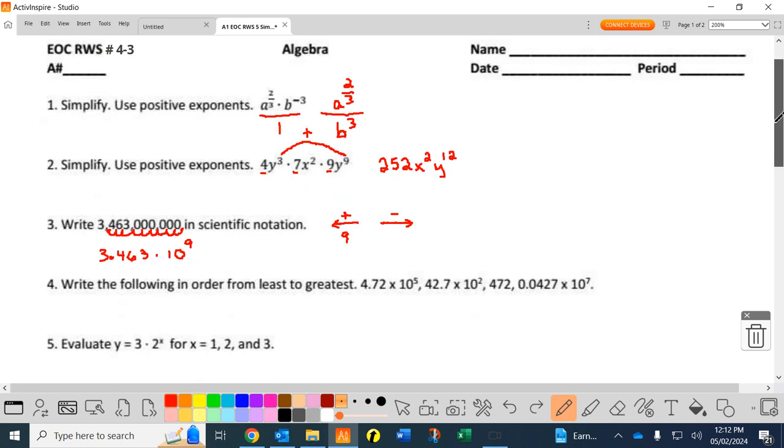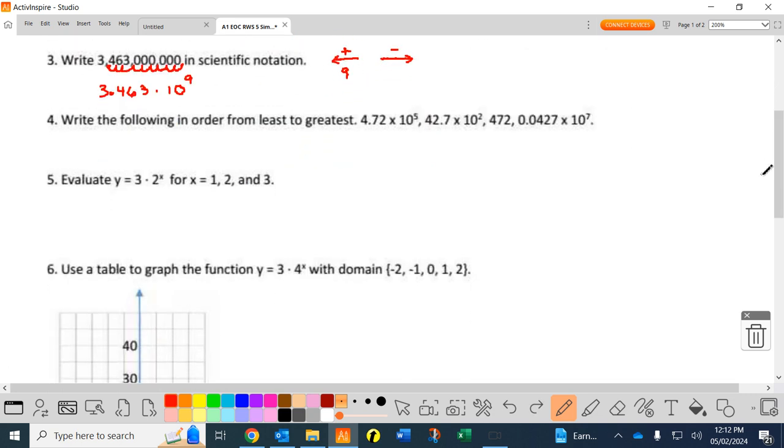From there, for the next one, we need to put these in order. We're putting them in order from least to greatest. Now, in order to be able to compare them, we need to actually know what they are. So first thing we're going to do is transform these numbers into something that we can compare. We're going to actually multiply them out. So 4.72 times 10 to the 5th power is going to put us at 472,000. That's what that number really is.